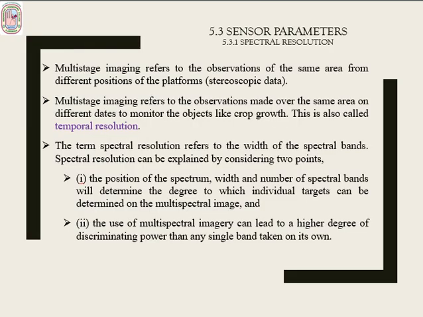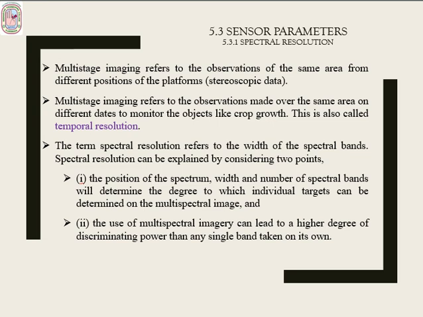The multi-stage imaging refers to the observations of the same area from different positions of the platform, which is called stereographic data. That means one image is taken from some particular angle, another image is taken from another particular angle. In this way you can get the height of the objects and another profile of the area.